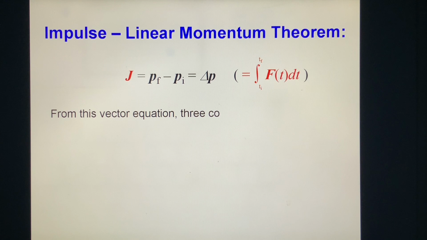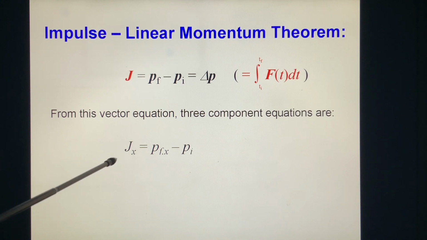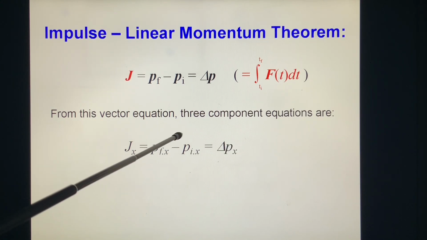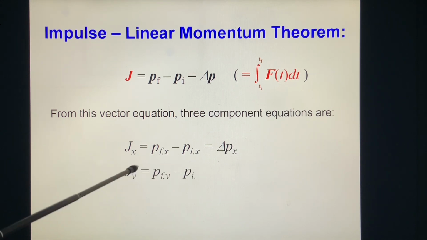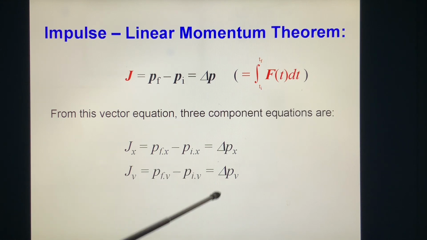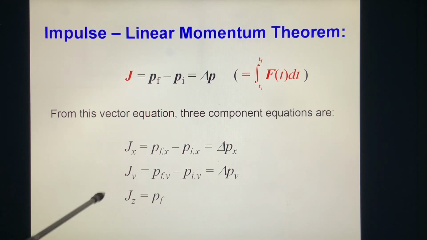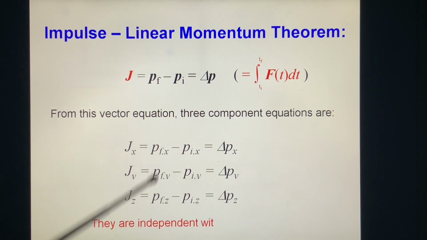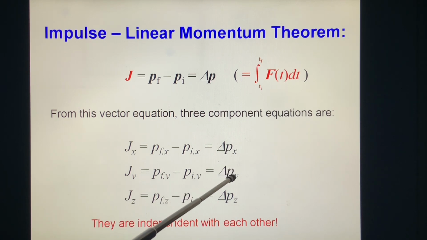From this vector equation, we have three component equations. Jx equal to P final x minus P initial x equal to delta Px, and so on. Jy equal to P final y minus P initial y equal to delta Py, and Jz equal to delta Pz. These equations are independent of each other. Jz, P final z never involve delta Py or delta Px. This is delta Pz, and so on.